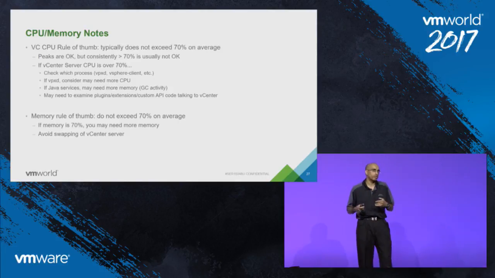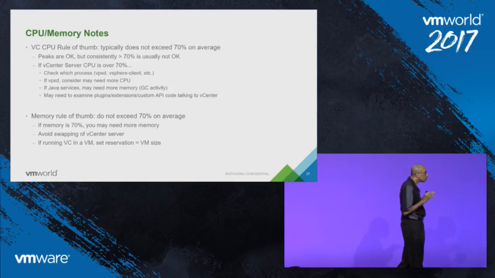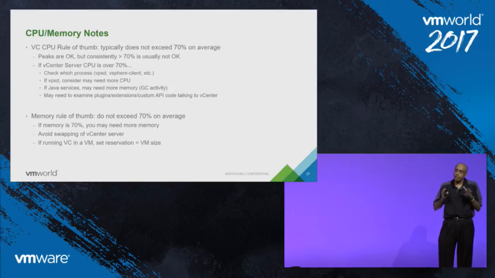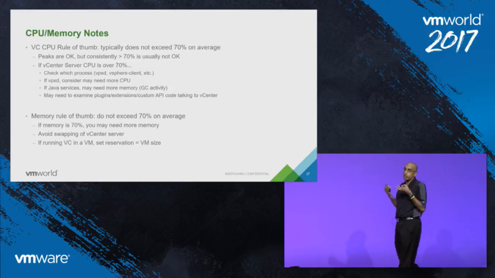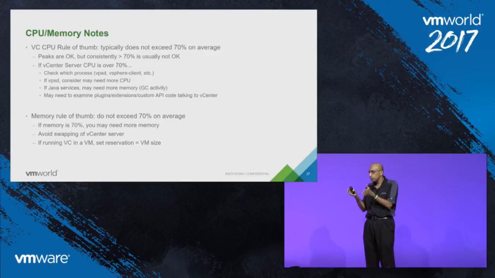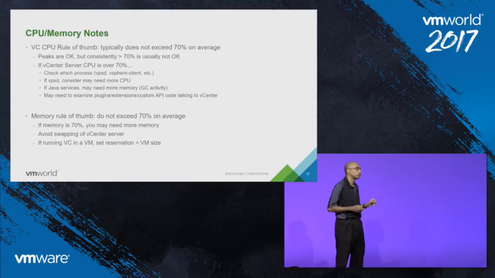And one good way to try to prevent it from swapping, at least, is if you're running vCenter in a VM, please make sure to set a reservation on the VM. Actually, we see this a lot where customers don't do this and they end up seeing unpredictable performance, and then once they set the reservation, things stabilize. So please make sure to do that.